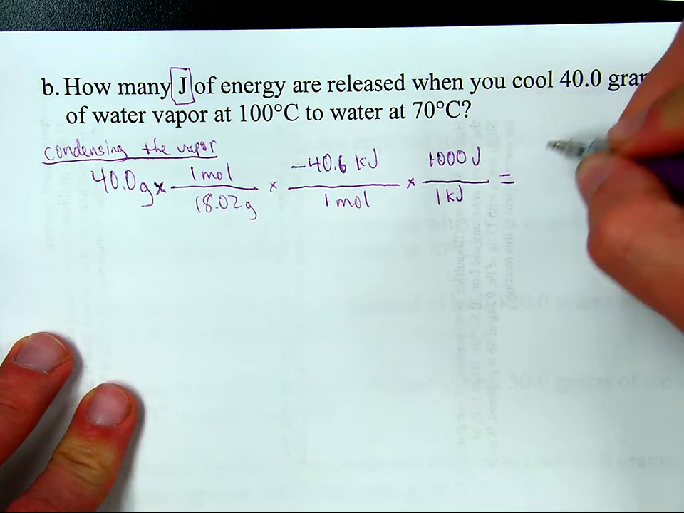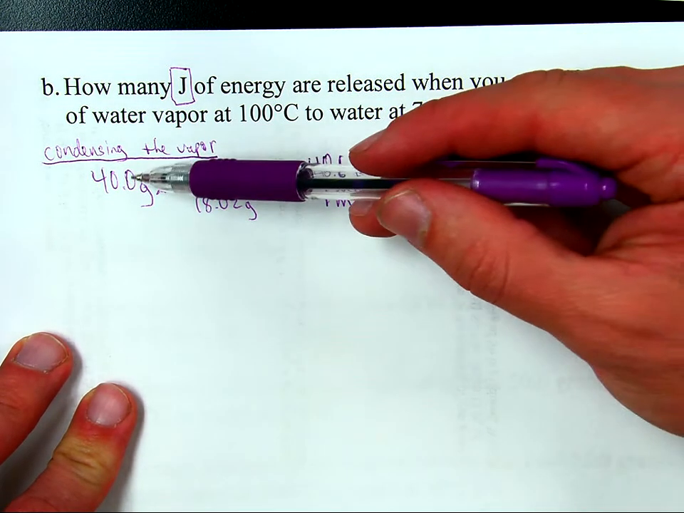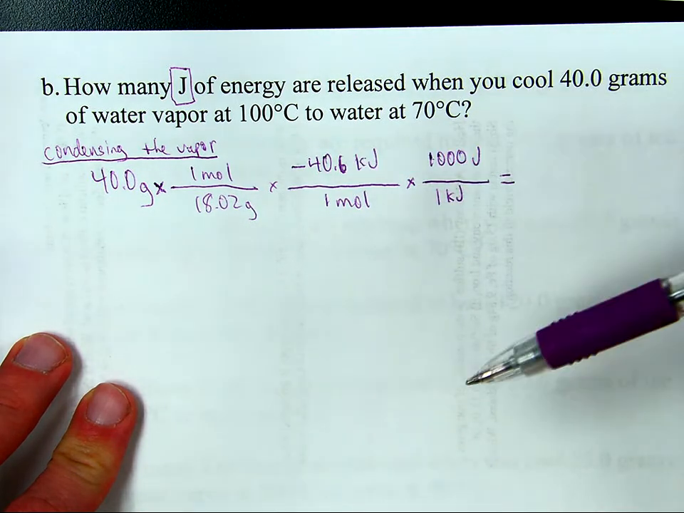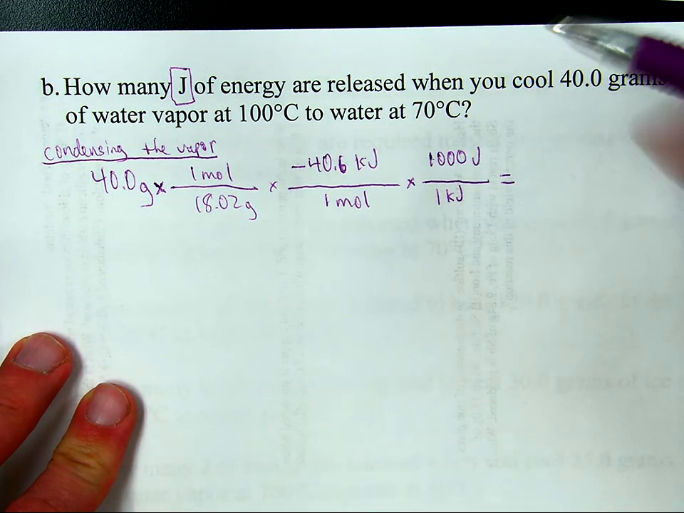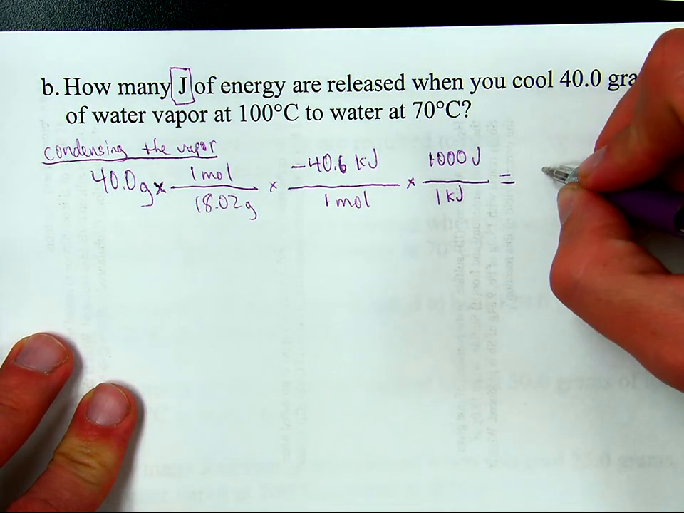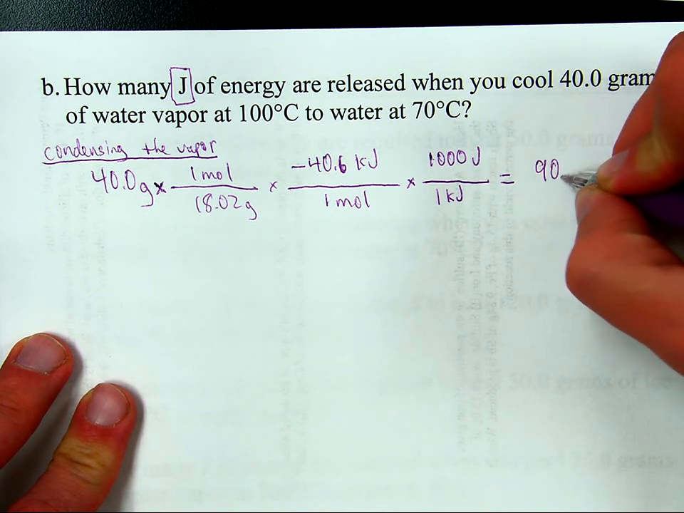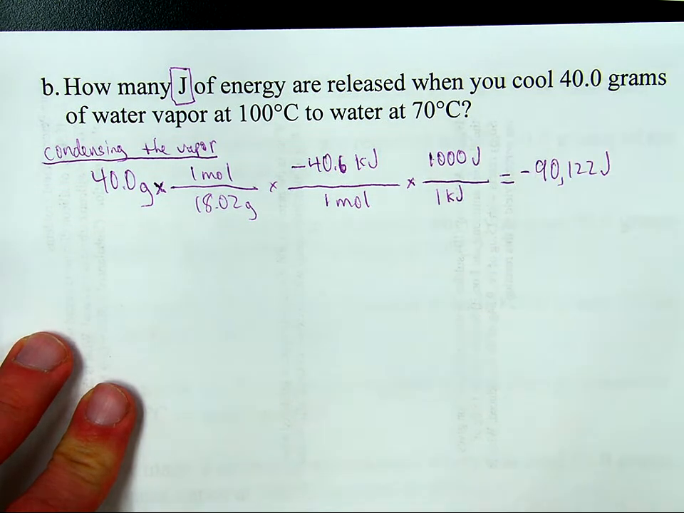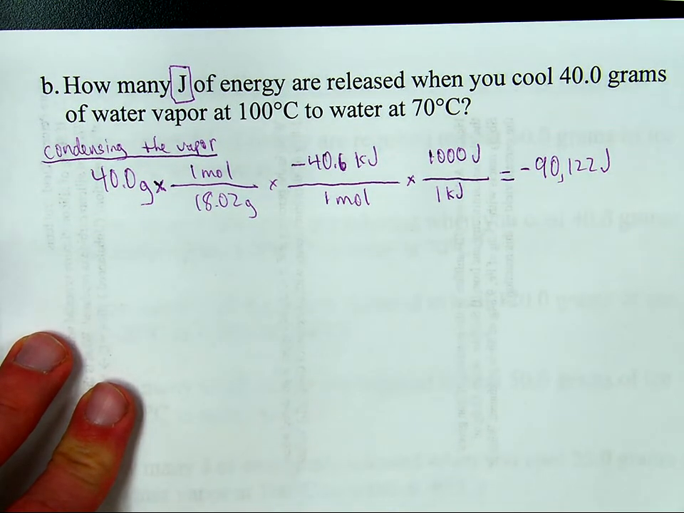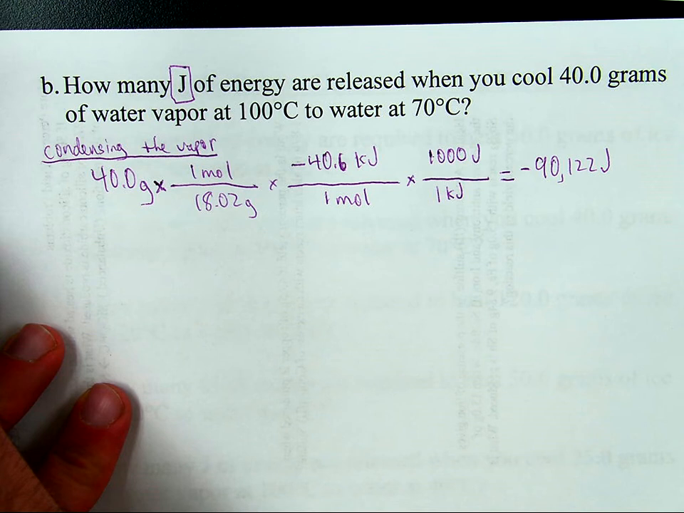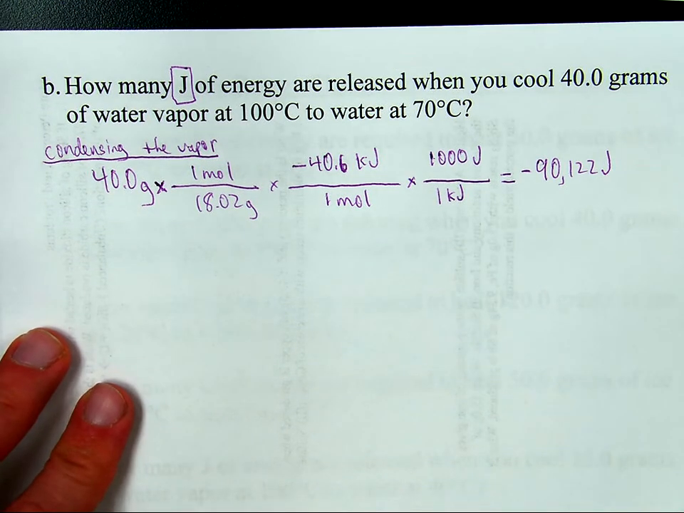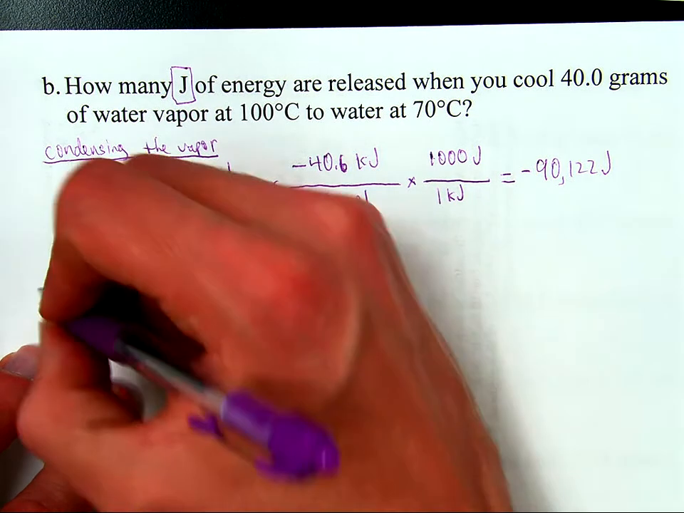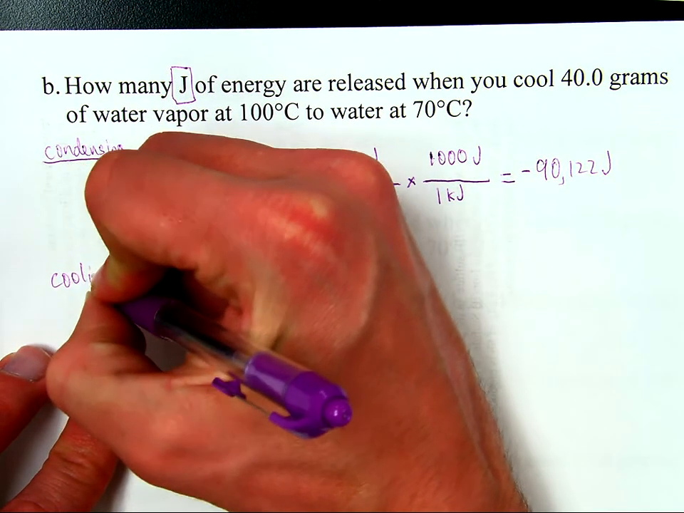And when you do this calculation, let's see, I guess we'll take into account the significant figures here. It comes out to about negative 90,122 joules. Now, that's condensing the vapor. Now we got to cool it down from 100 degrees down to 70. So cooling the water.